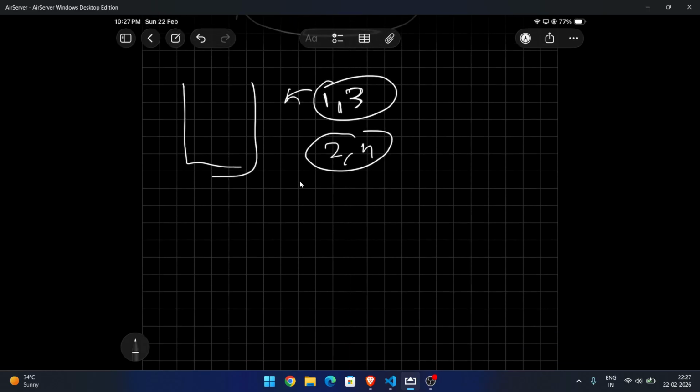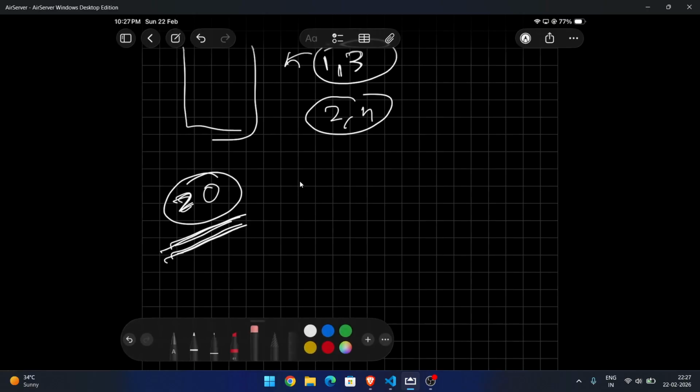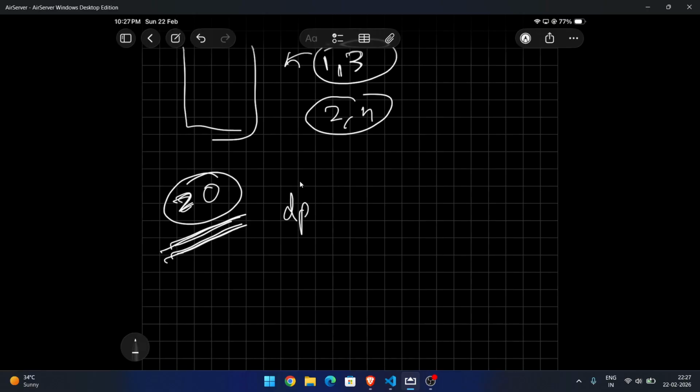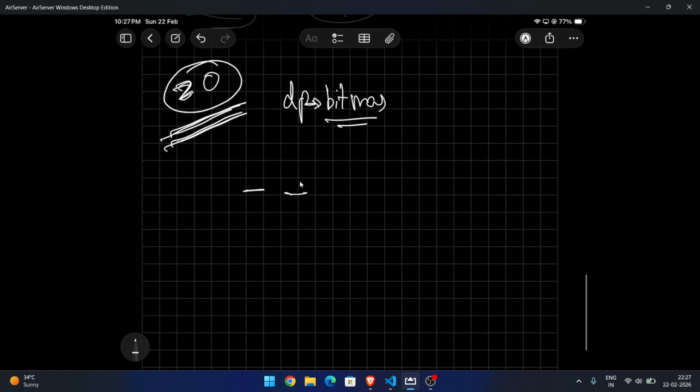And that is possible here because there are only a maximum of 20 people. So whenever the constraints are this small, the first idea in your brain should be bitmask DP. What this means is, let's suppose there are 20 people.